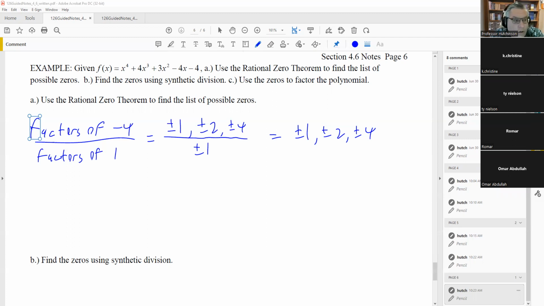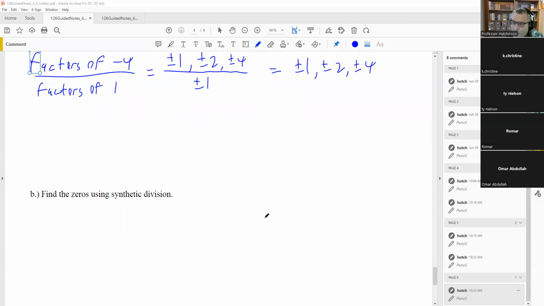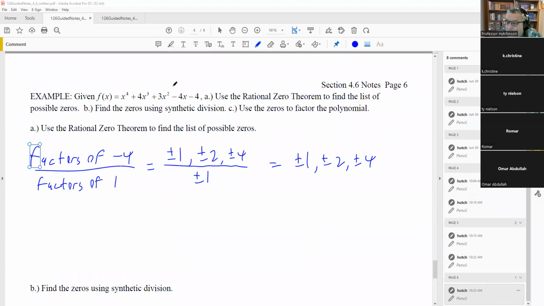So this particular one, we could actually run through our list, and if we didn't want to graph it, we could certainly do this all with synthetic division. So I'm actually going to go ahead and do that on this one. Instead of graphing it, let's just use synthetic division for the whole thing. Now remember, when you're doing this, you have to take it down to a square.